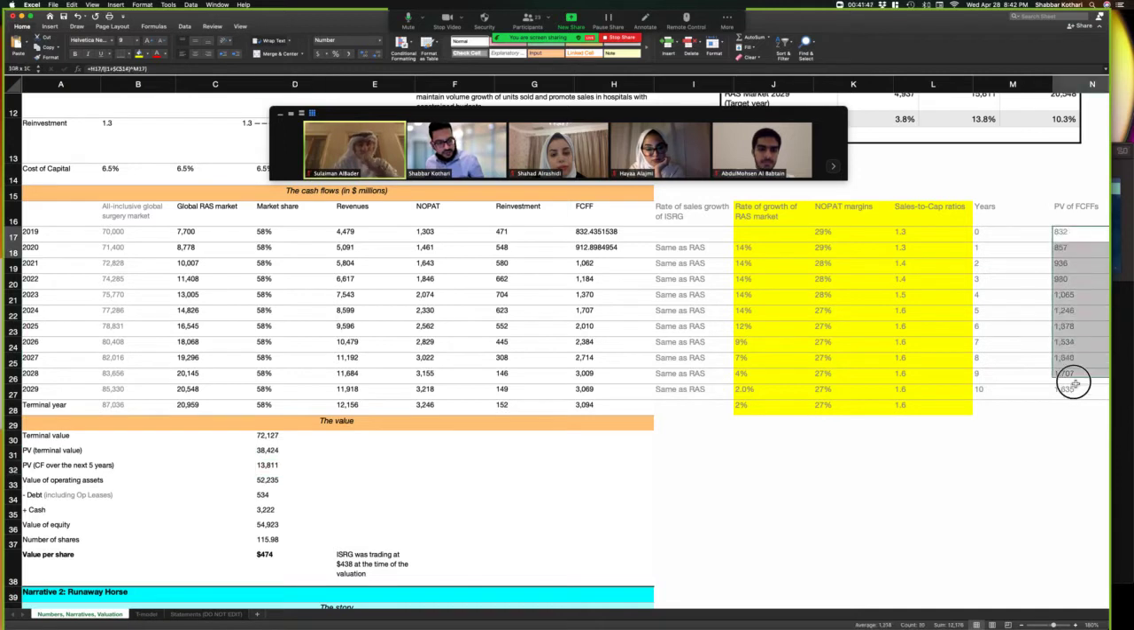The free cash flows we talked about earlier amount to about 13.8. Together, the value of your operating assets, you add those together, you get $52 billion. Right? As of this narrative, remember, as of this narrative, we're getting $52 billion.